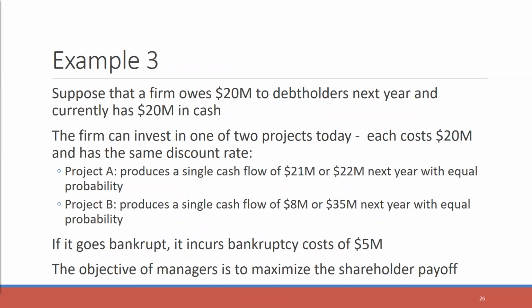Let's do an example. Suppose that a firm owes 20 million to debt holders next year and currently has 20 million in cash. The firm can invest in one of two projects today. Each costs 20 million and has the same discount rate. Project A is going to produce a single cash flow of 21 million or 22 million next year with equal probability, or Project B, which is going to produce a cash flow of 8 million or 35 million, again with equal probability. If it goes bankrupt, the firm is going to incur a bankruptcy cost of 5 million. The objective of managers is going to be to maximize shareholder value.